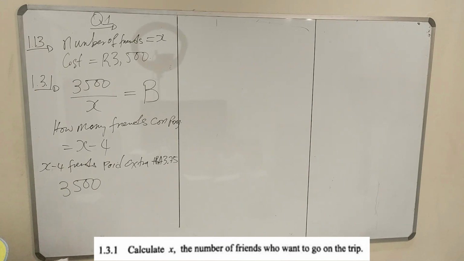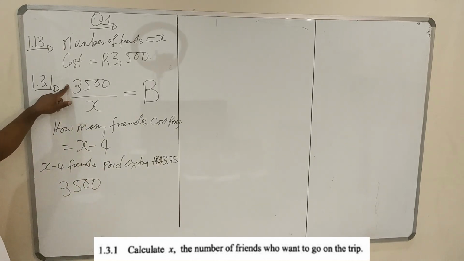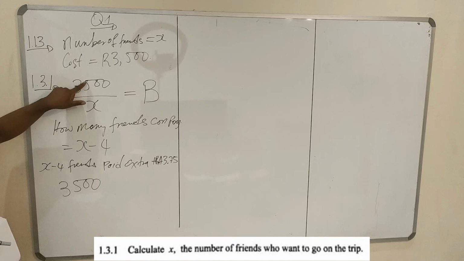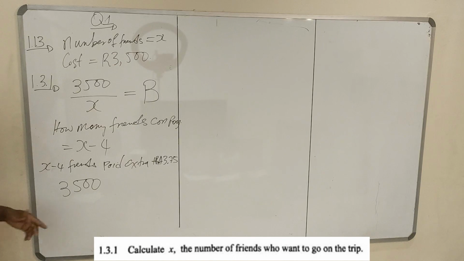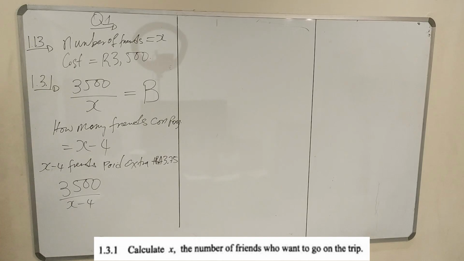Which means we are trying to find how much each of these x minus 4 friends will pay. We had x friends, and they were trying to accumulate 3,500. So we found that if x friends are paying 3,500, each will pay that amount b. Now we have x minus 4 friends, and we're trying to find how much each will pay.